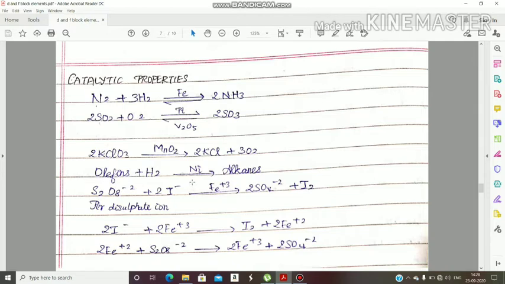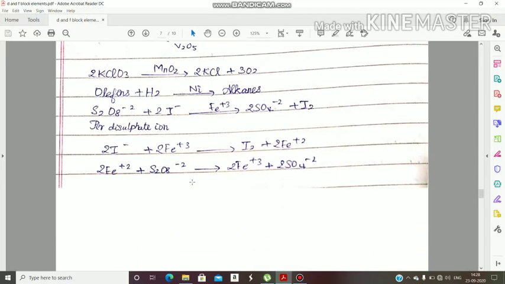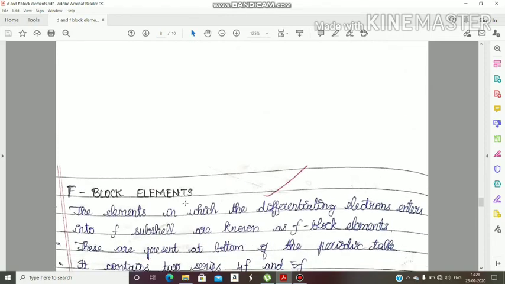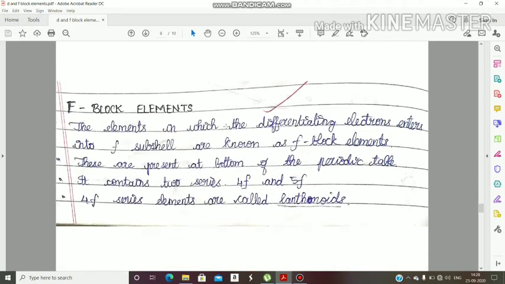Now we will discuss f-block elements. That is also a very small topic. See, f-block elements. What is the definition? The elements in which the differentiating electron enters the f subshell are known as f-block elements.